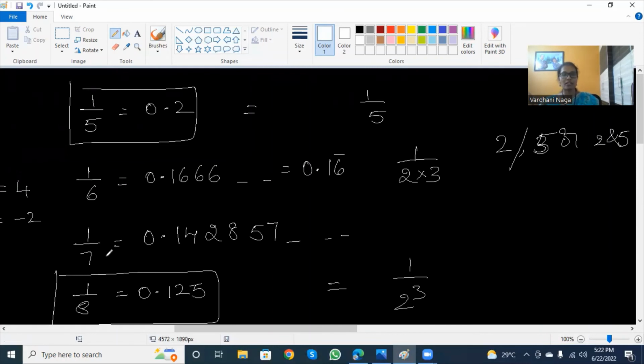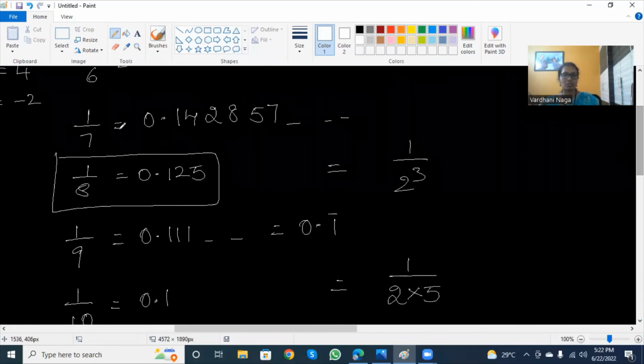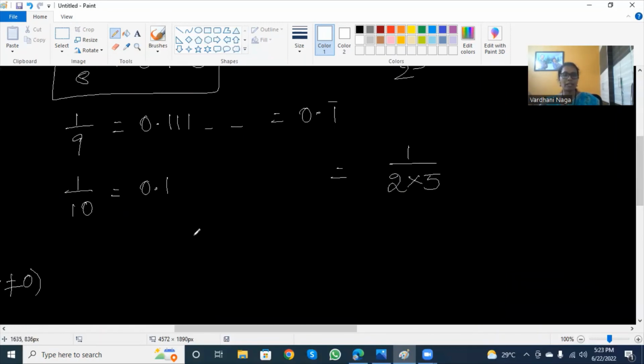And 1 by 7 here also. So we don't have a 2 or 5 or 2 and 5. So this is also the repeating one, non-terminating. And 1 by 8, we can represent this as 2 cube. So we can write this 1 by 8 in the form of 2 power something. So this is also terminating. And 1 by 9, we can't put it in 2 or 5. So this is non-terminating. And 1 by 10, this is terminating. We can represent 1 by 10 in the form of 2 into 5. So this is also terminating.